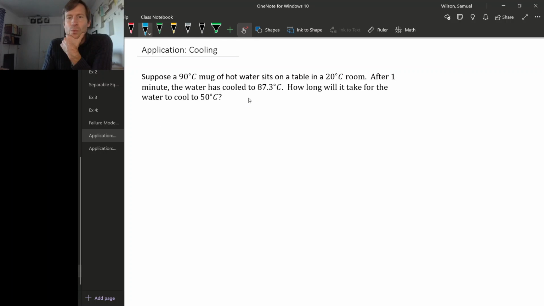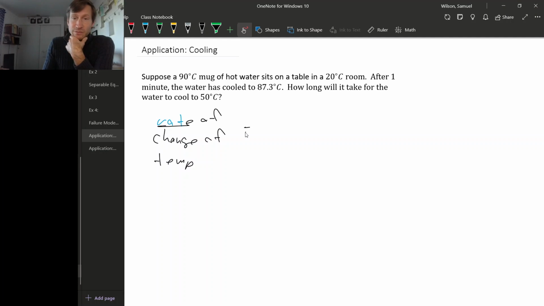One thing that you have to know about this sort of situation, where you have a hot object sitting in a cool environment, is that this process of cooling is described by what's called Newton's law of cooling. Newton's law of cooling says the rate of change of the temperature is proportional to, so it's a constant times, the difference of the temperature of the object and the temperature of the environment.